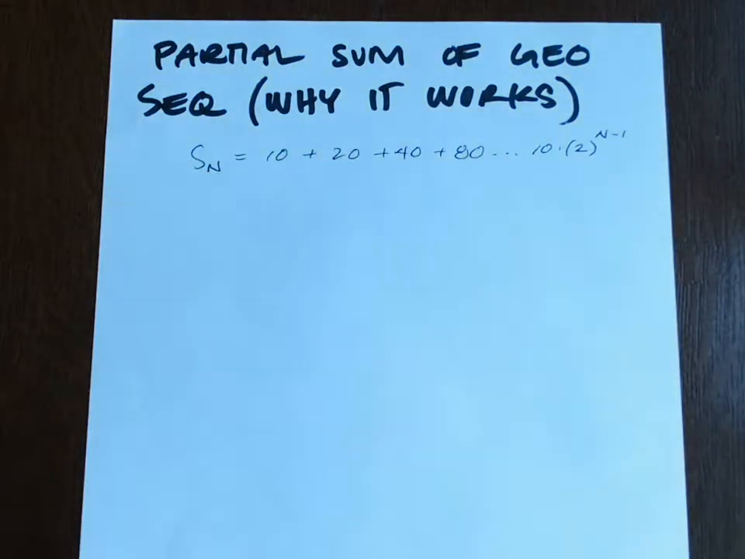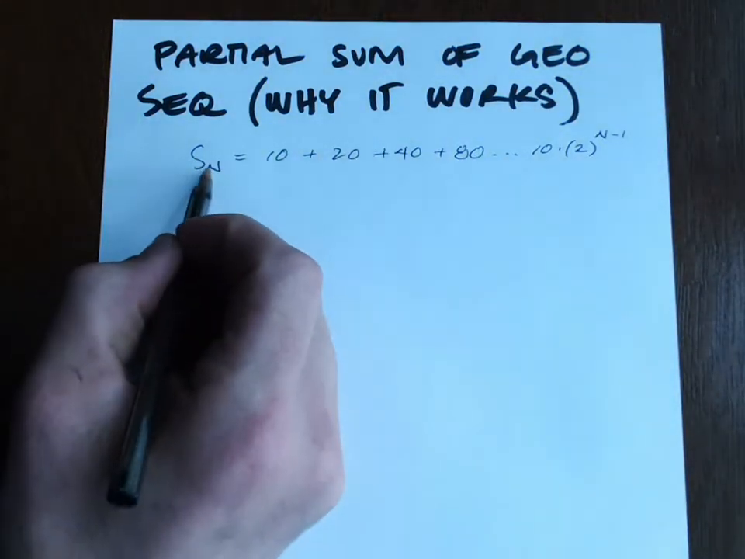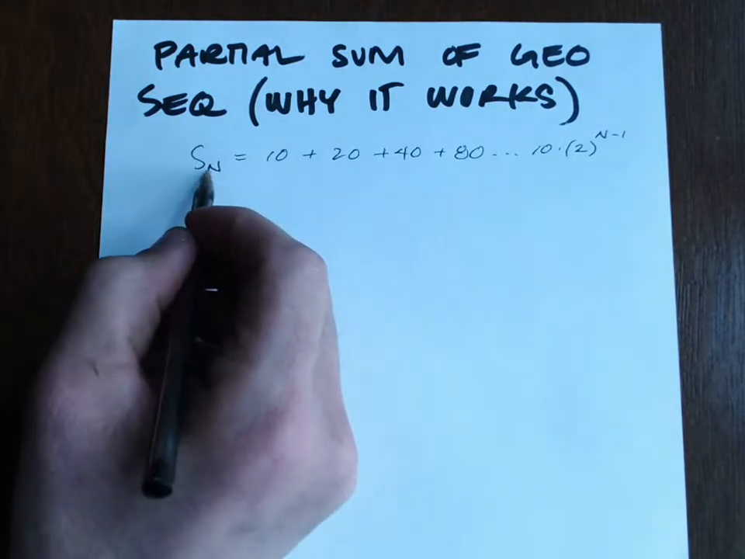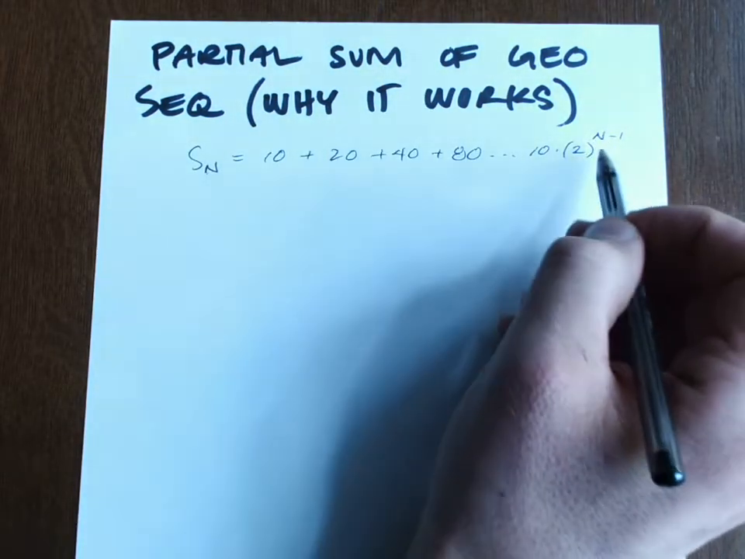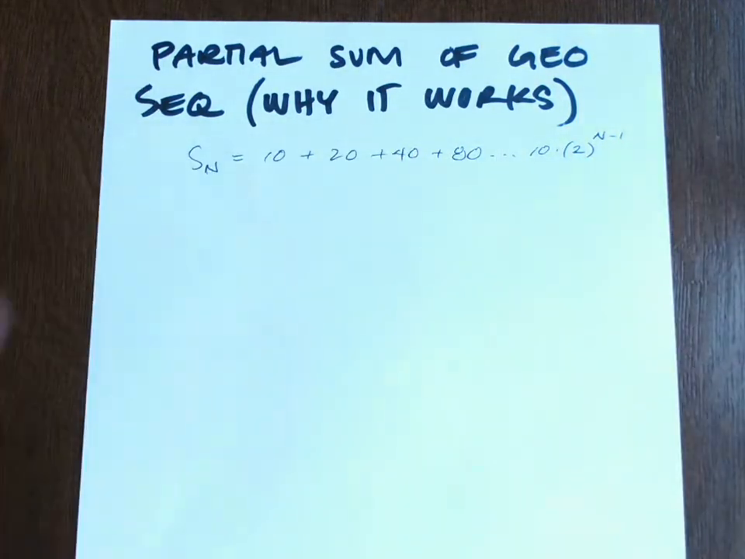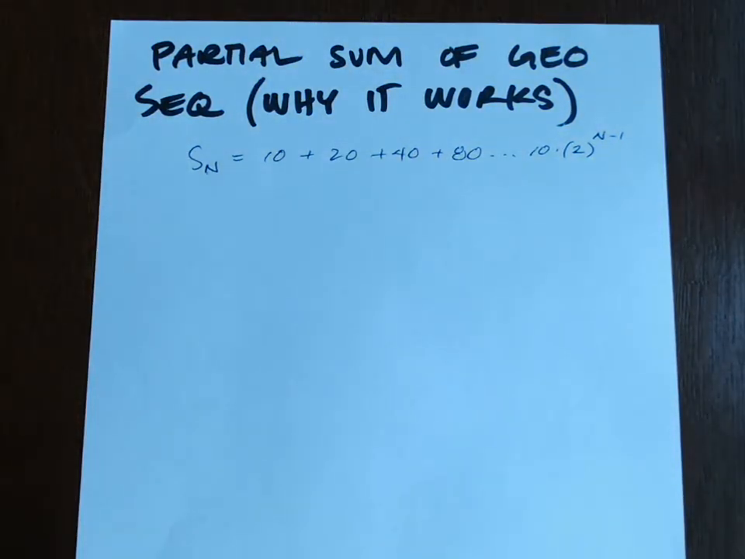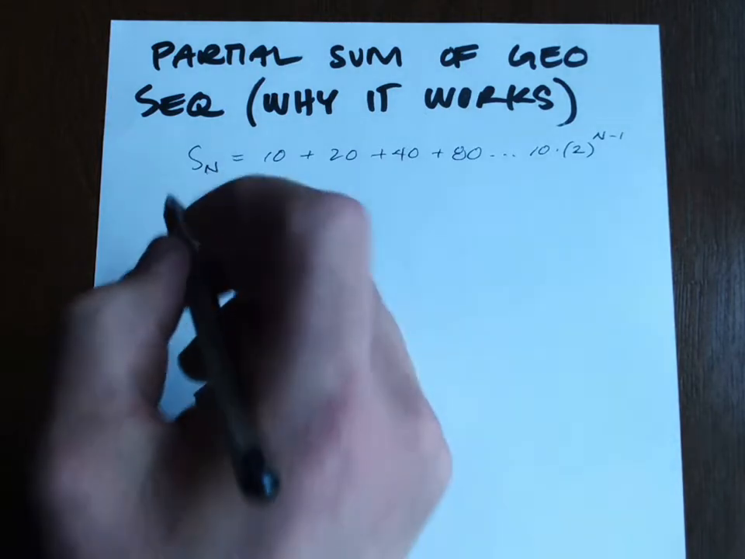You want a quick way to add up all of those things, except I'm not going to tell you where to stop counting. I'm going to leave n as a variable that could change depending on the problem. And so the quick way to do this is with the formula, and this is the derivation of the formula.